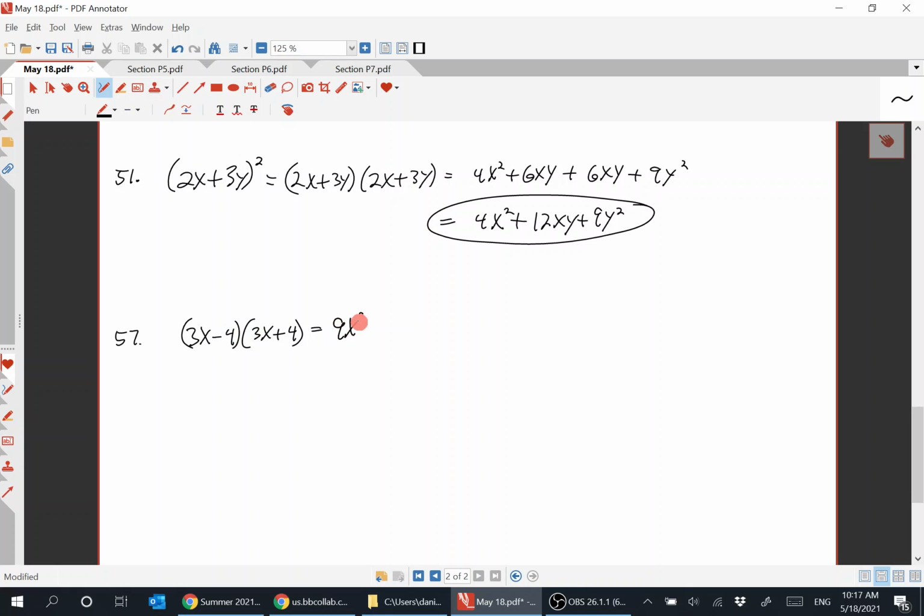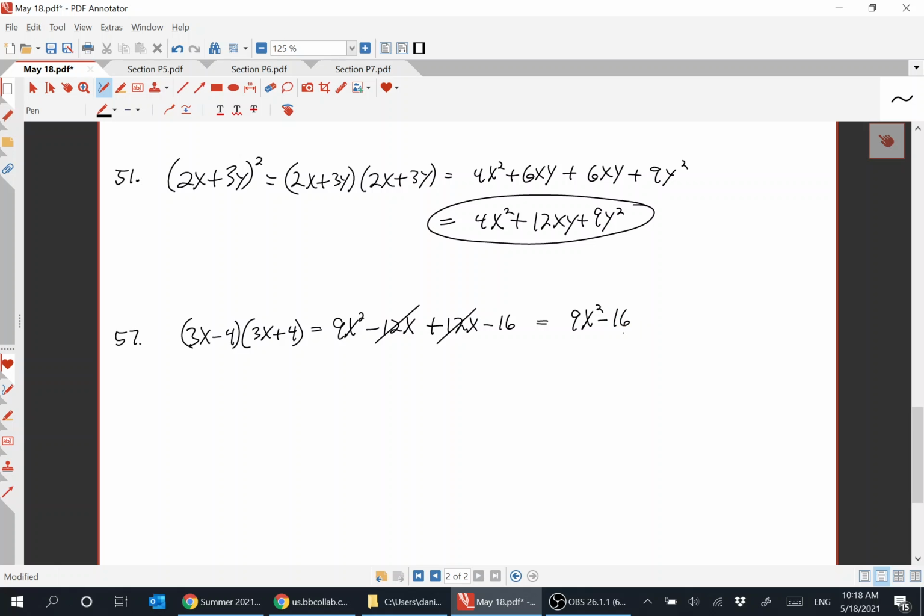3x times 3x, 9x squared. Minus 4 times 3x is minus 12x. 3x times plus 4 is plus 12x. Minus 4 times plus 4 is minus 16. So the minus 12x and the positive 12x, they add to 0. So we often say they cancel additively. As a method of record keeping, you do that to help yourself along if you have a lot of such cancellations. So this becomes 9x squared minus 16.